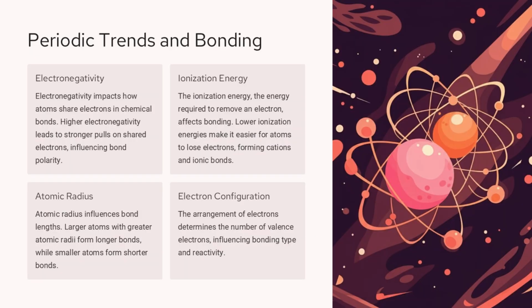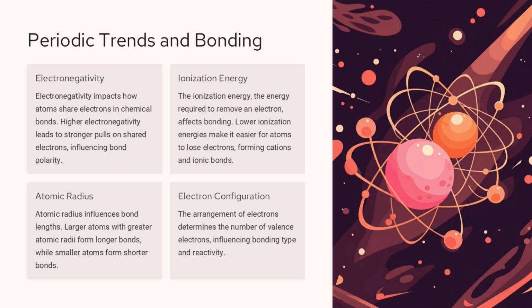The periodic table is a powerful tool for understanding chemical bonding and reactivity. Key periodic trends like electronegativity, ionization energy, atomic radius, and electron configuration all play crucial roles in determining how atoms will bond. Electronegativity measures an atom's ability to attract shared electrons in a bond.